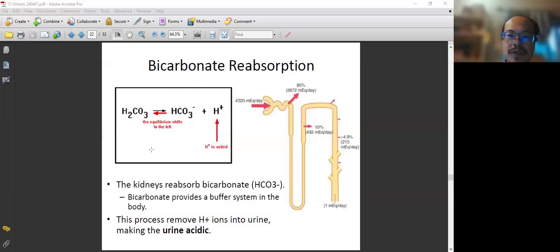We also reabsorb bicarbonate. Yes. So bicarbonate in the urine, here is the picture showing you, or carbonic acid in a way. We take them back.